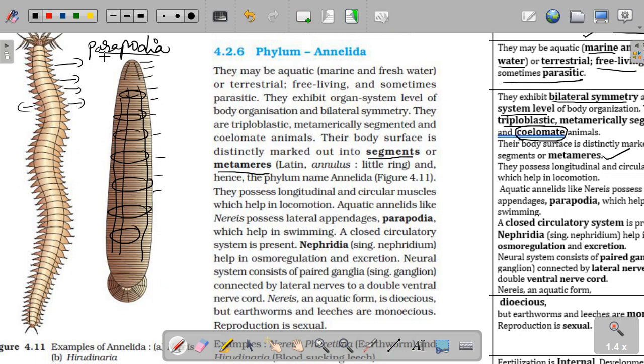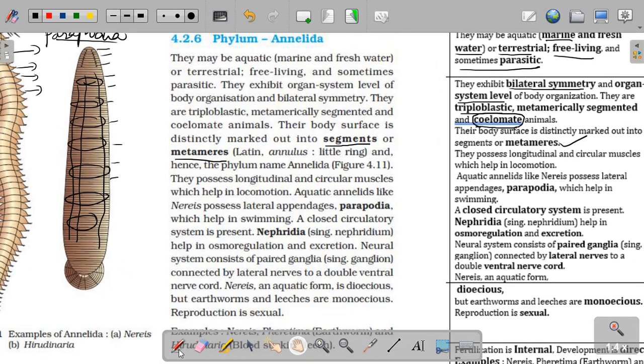And the circulatory system is closed type. Closed in sense, that means blood is flowing inside the blood vessel. Sometimes some organisms don't have this characteristic, where blood is not flowing in the blood vessel. That is called open type of circulation. So open type and closed type of circulation, especially it is found in Annelida, and it is called closed type of circulatory system. And here comes the nephridia.